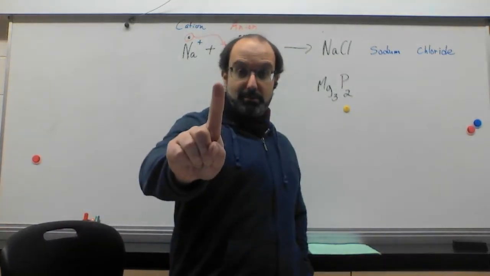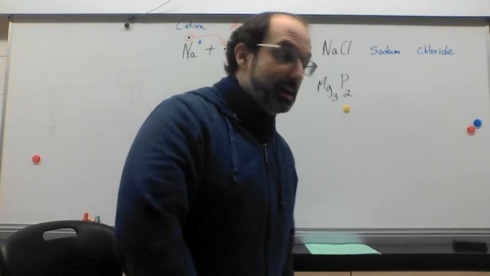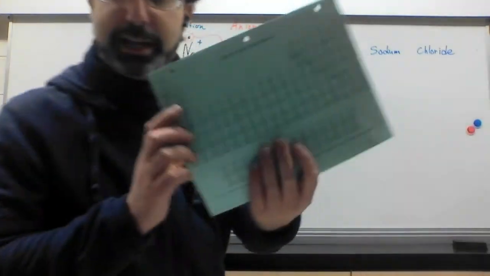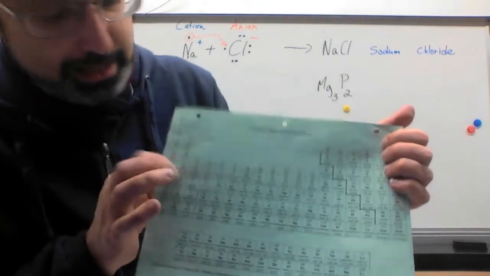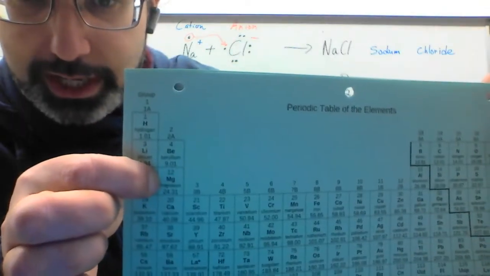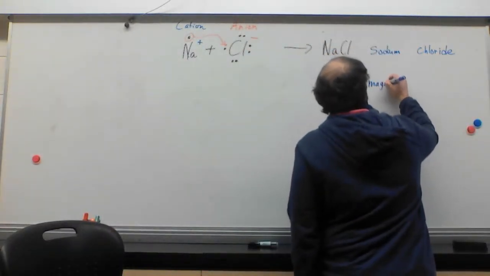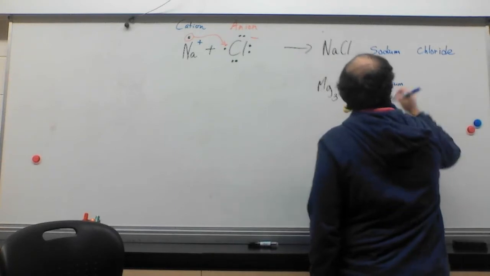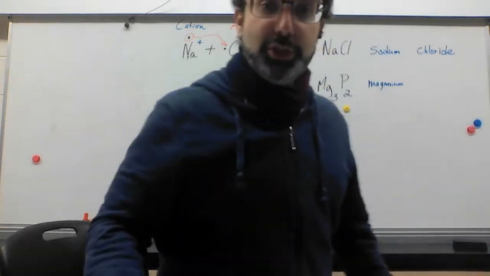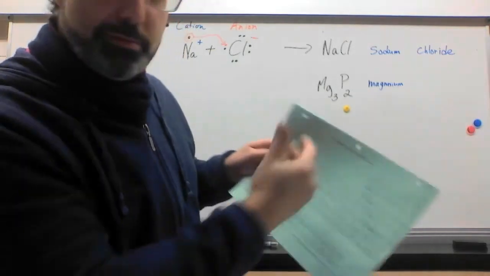Step number 1. What is the first element? The first element is this one here. If I check my periodic table, I see that that element is located on the left of the periodic table, and I see that it is Mg, magnesium. All right, so the first word here is going to be magnesium.